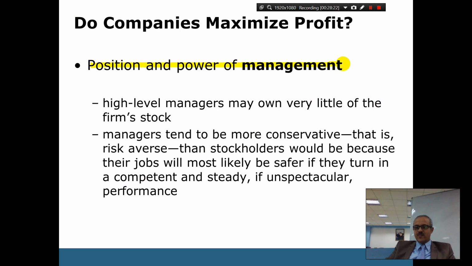Now, if you look at the position of management, high-level managers may own very little of the firm's stock. They may own some, okay? So they become stockholders. Managers tend to be more conservative. They are more risk-averse than stockholders would be, because their jobs will most likely be safer if they turn in competent and steady, if unspectacular, performance. So if you think about it, managers always want steady work. They want life to continue. They are risk-averse, and sometimes they have some stock, so they are part of the stockholders.